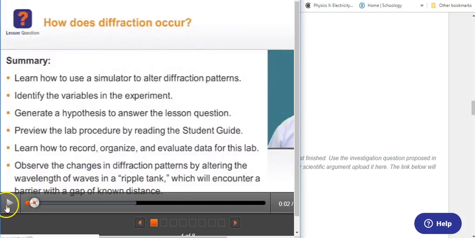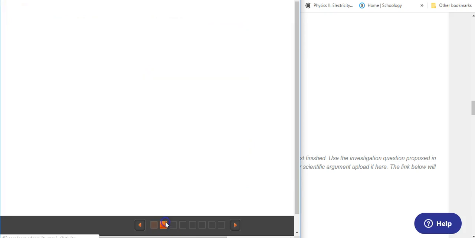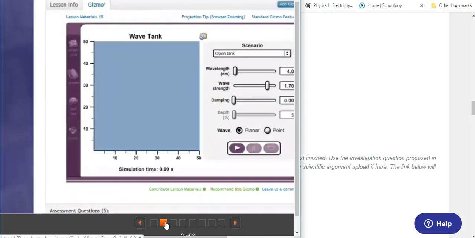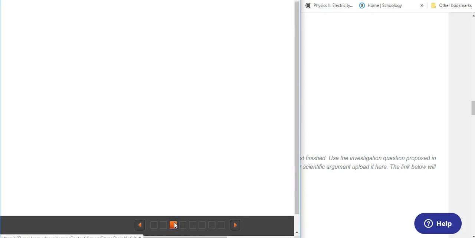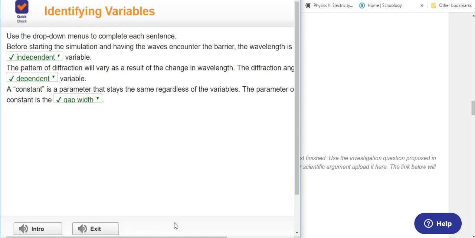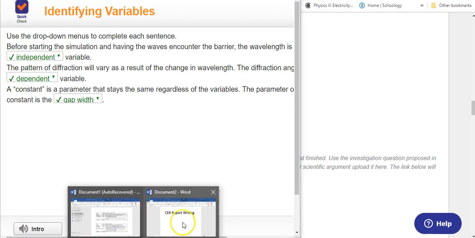Or even if you let it play a little later in the lab, you will notice that there is a much more focused way of writing that question. So let's go back and see how to write the question.